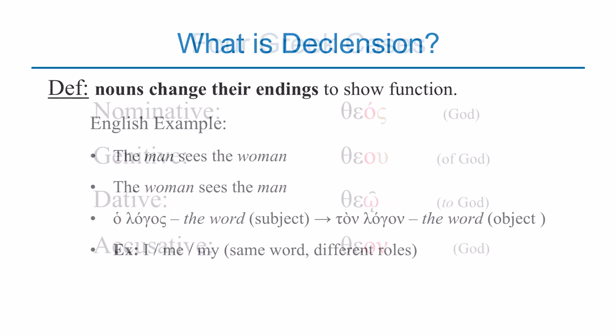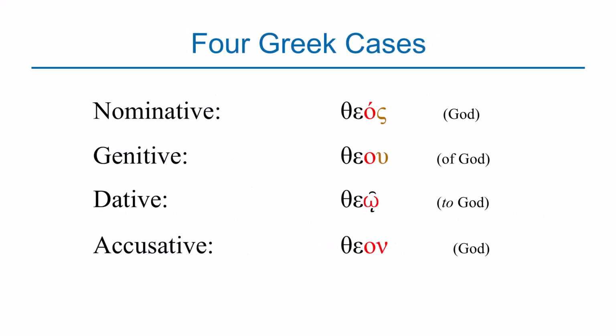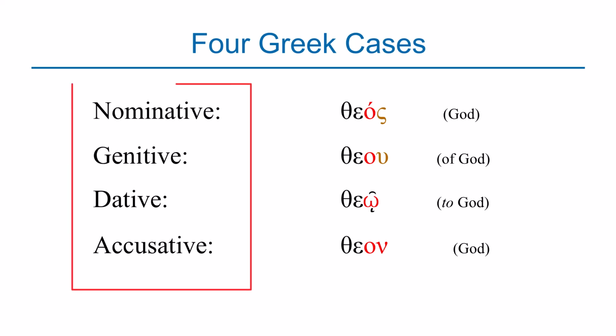To help us understand declension in Greek, we use the four cases. And so the four cases help us to show the different functions a word can play in a sentence. For example, you have the word theos. Theos means God. But theos can play four different functions. In Greek, we use these four main cases, the nominative, the genitive, the dative, and the accusative, to show the different function of a word in the sentence.